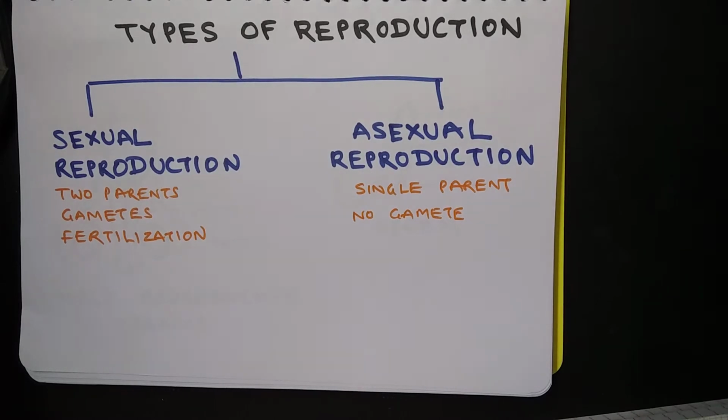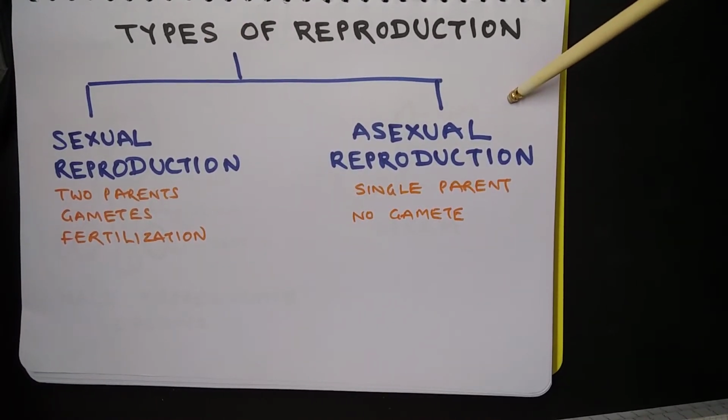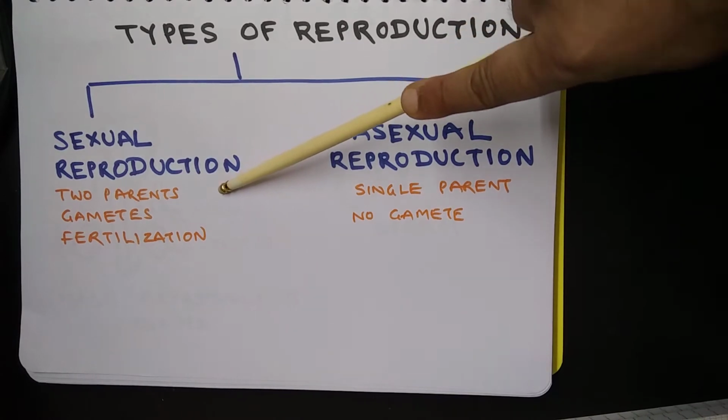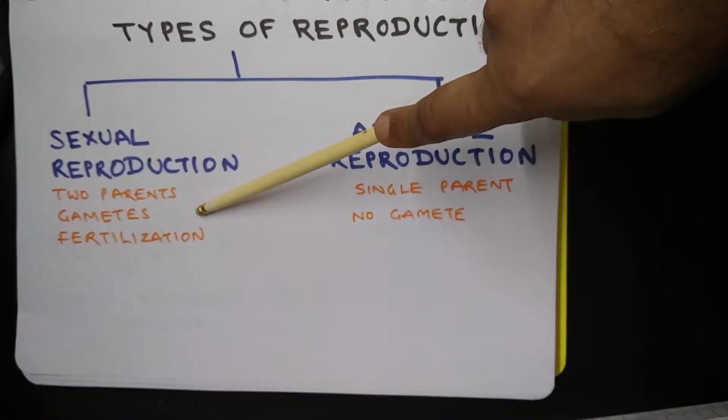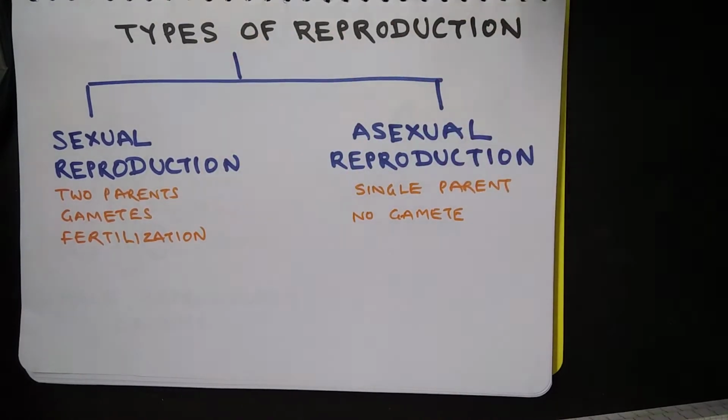What is reproduction? The process by which a living being produces its offspring is called reproduction. There are two types of reproduction. One is called sexual reproduction and another is called asexual reproduction. In case of sexual reproduction, two parents are involved in the process and gametes are formed. Fertilization is an integral part of reproduction.